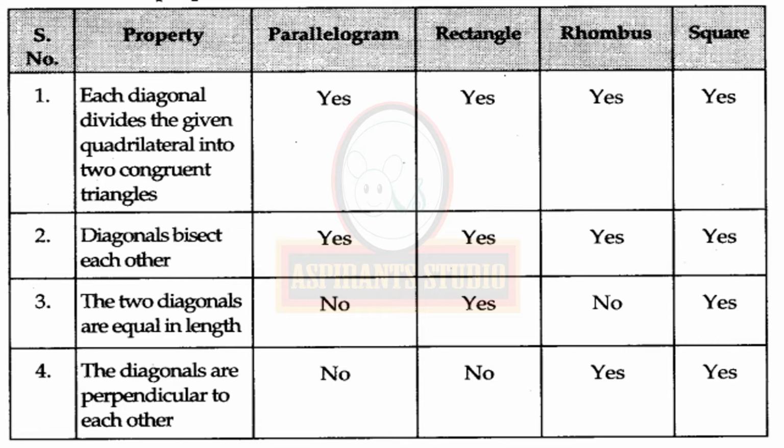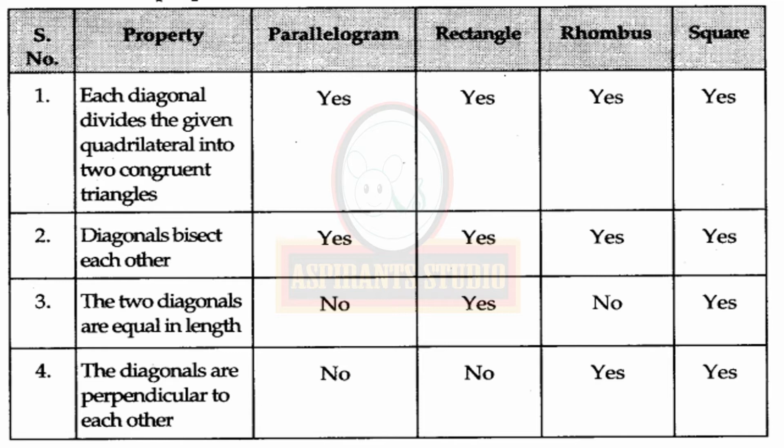Now coming to the next one. For parallelogram, diagonals bisect each other. For rectangle, diagonals bisect each other. But this property holds for all the four, rhombus also and square also. For rhombus also, diagonals bisect each other. For square also, diagonals bisect each other.